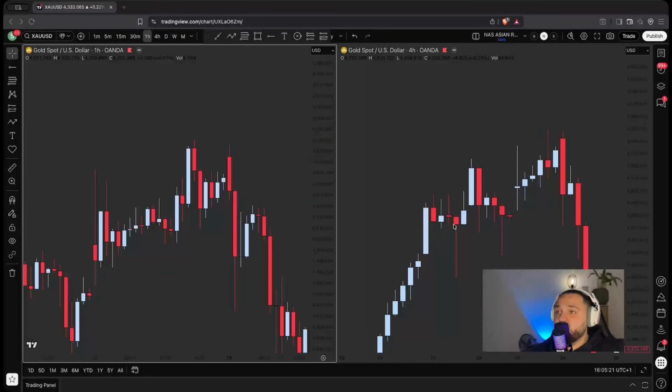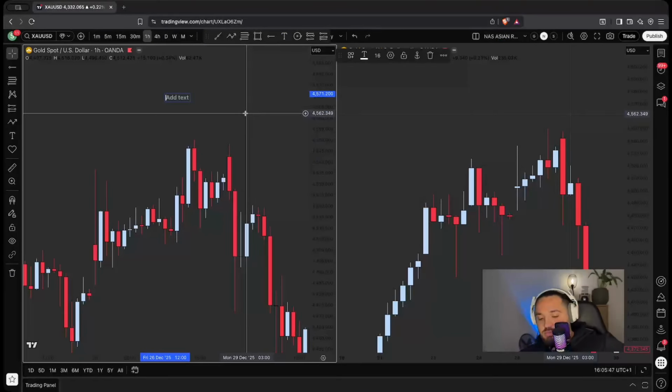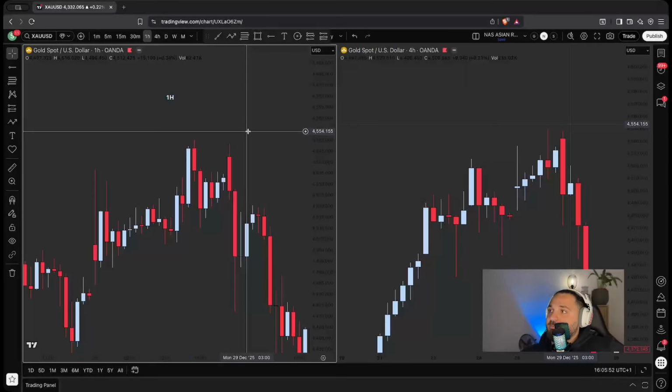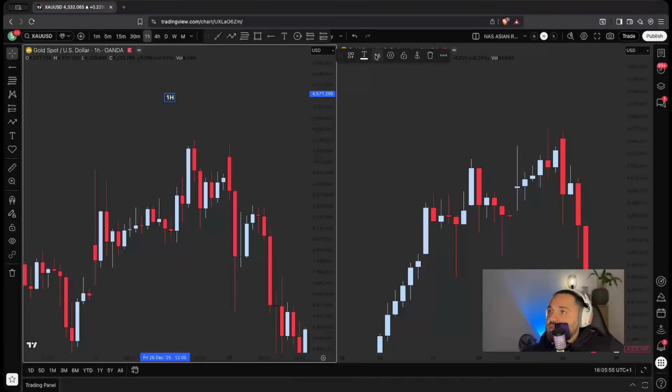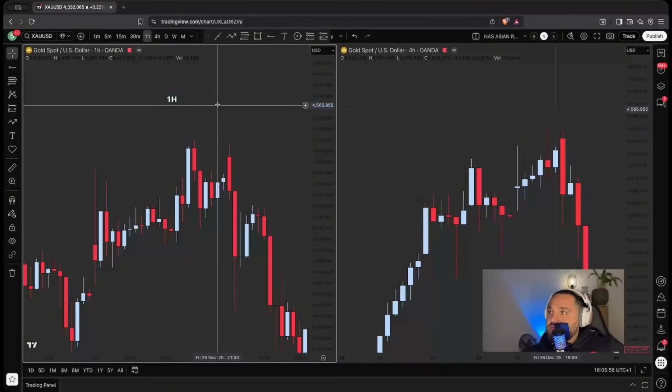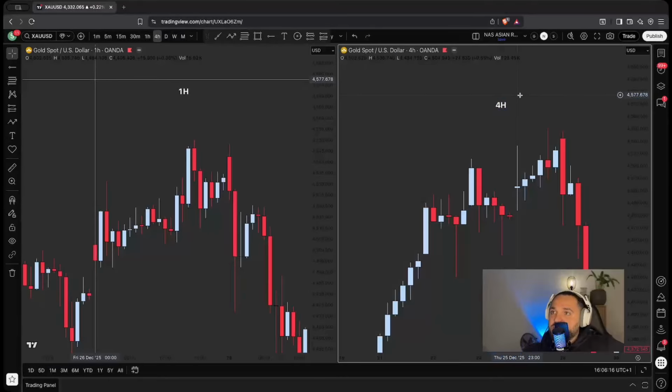So to give you a very good example of what I mean by waiting for both the 1-hour and the 4-hour time frames to be aligned, I have created this layout where on the left side you have the 1-hour time frame and on the right side you have the 4-hour time frame. So let me just make that more clear. Let's make that slightly larger so everyone can see. So this is the 1-hour time frame, and on this side we have the 4-hour time frame.